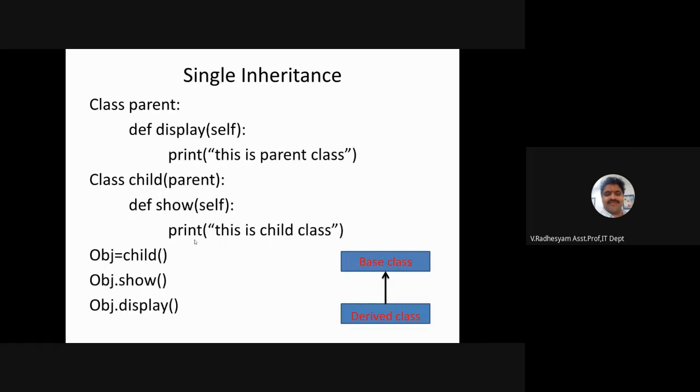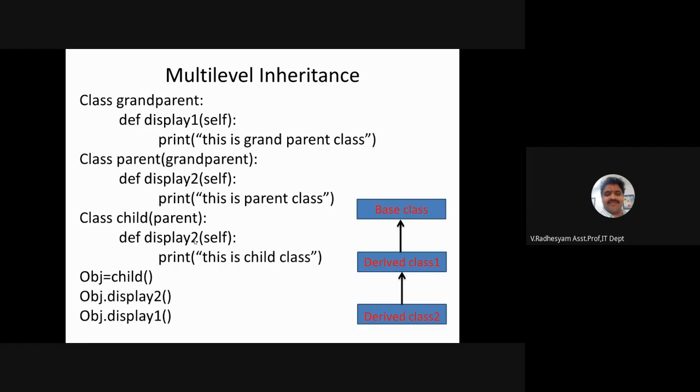In the previous example, we imagined that a parent is there and a child is there. Here we can imagine one grandparent, and then parent, and then child. This is a multi-level inheritance.